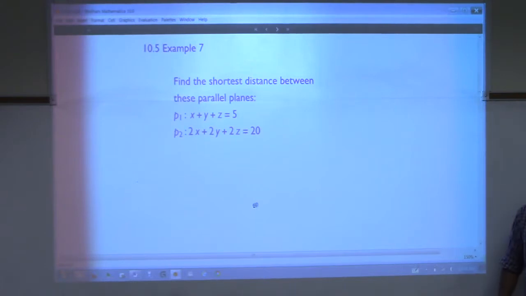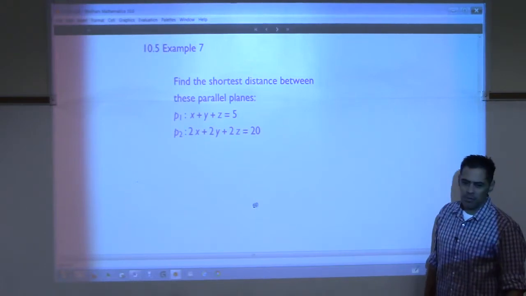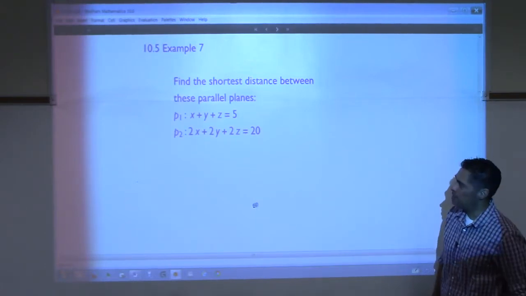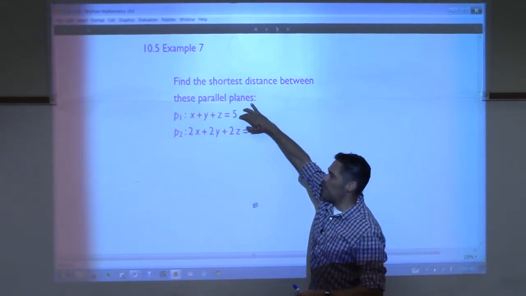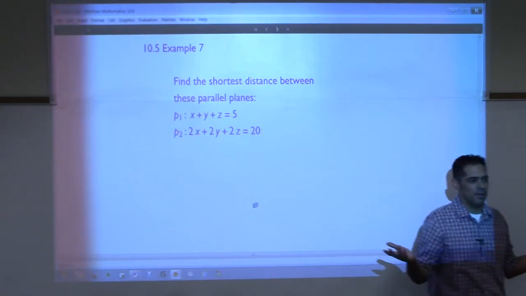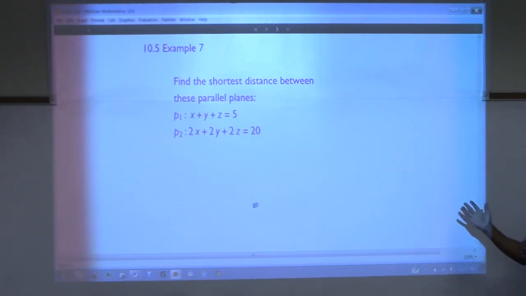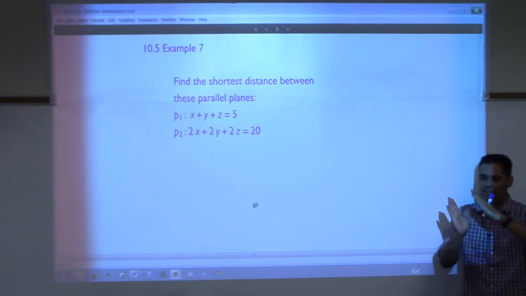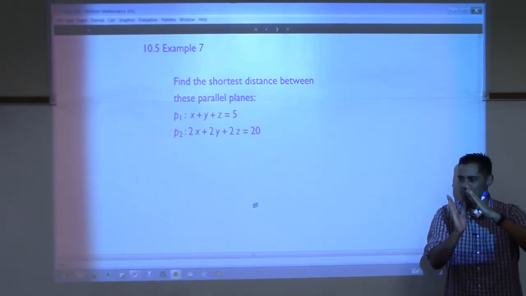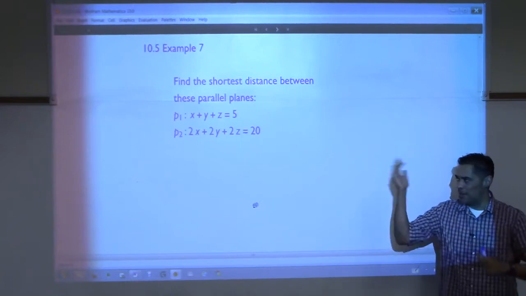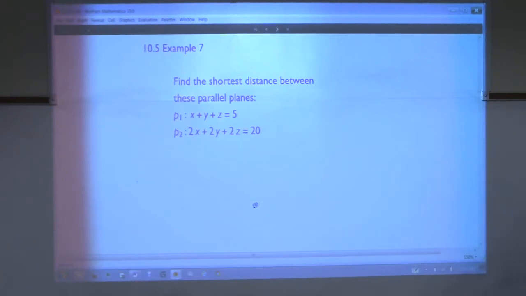15. That's what most people who don't feel like thinking about it or weren't paying attention will just say: if these are parallel, then it should just be the difference between the 5 and the 20, so 15. That's not at all what happens here, because these planes are tilted. These planes have a tilt to them, so you can't just look at the difference of the constants.